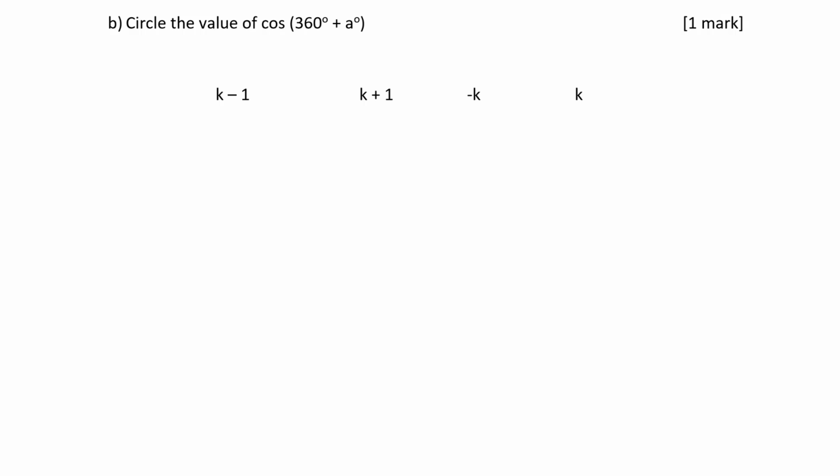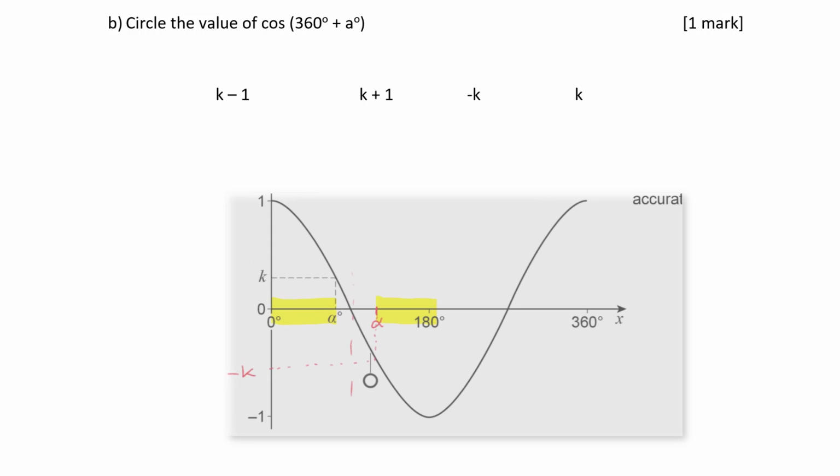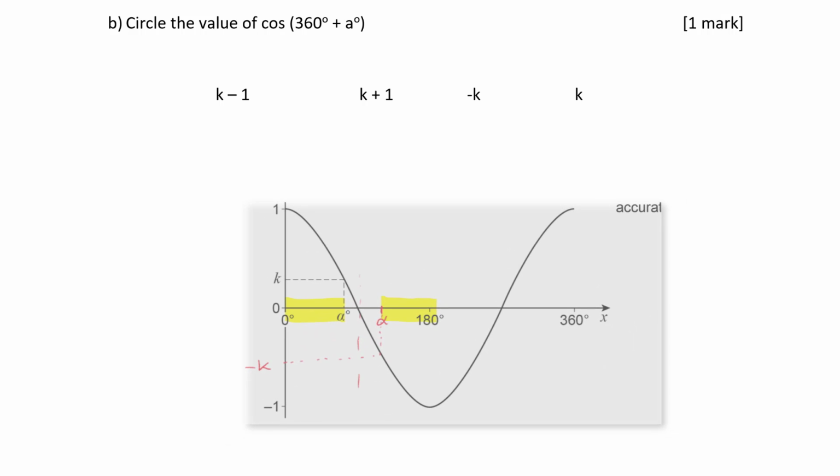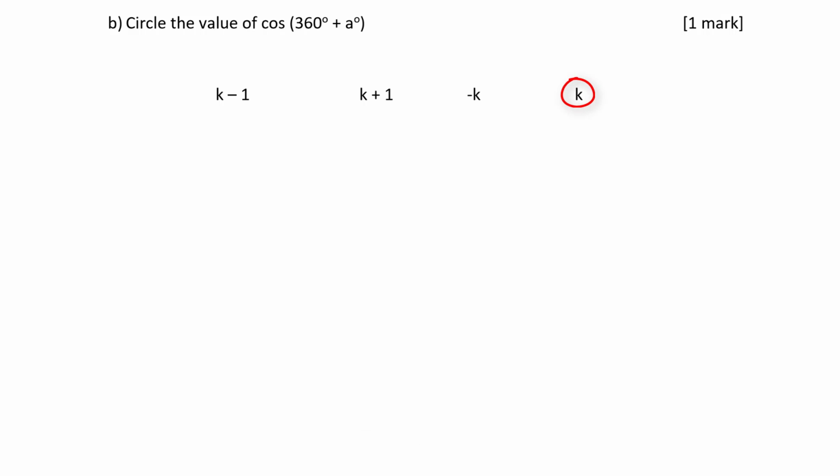And circle the value of cos of 360 degrees plus alpha. Okay, so basically it's just repeating itself, isn't it? This curve is going to come back down like this. If I move alpha on from here and read up to the curve and back, it's going to be in the exact same place. It's going to be at k again. So it's going to be k.